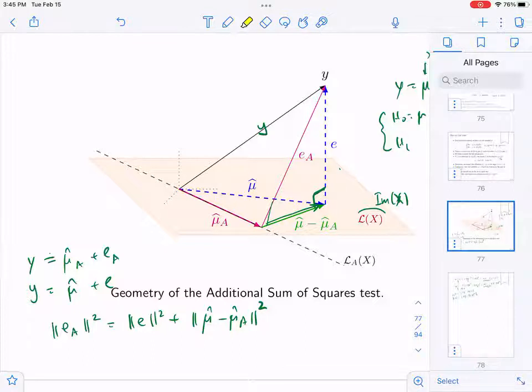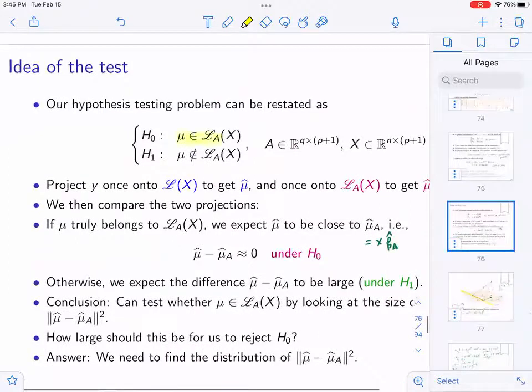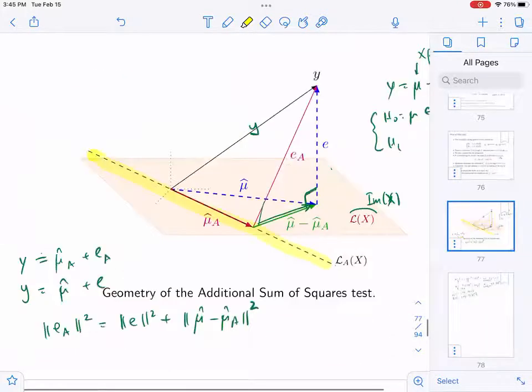So the other subspace that we're working with is the subspace on which you assume mu lives under the null. So under the null, I know that mu is actually in that subspace. So instead of projecting onto the bigger subspace, L of x, I'm just going to project onto LA of x. When I do that, I get a new vector, mu hat A, which, as you can see, is not necessarily the same as mu hat. Then I can compare these two.